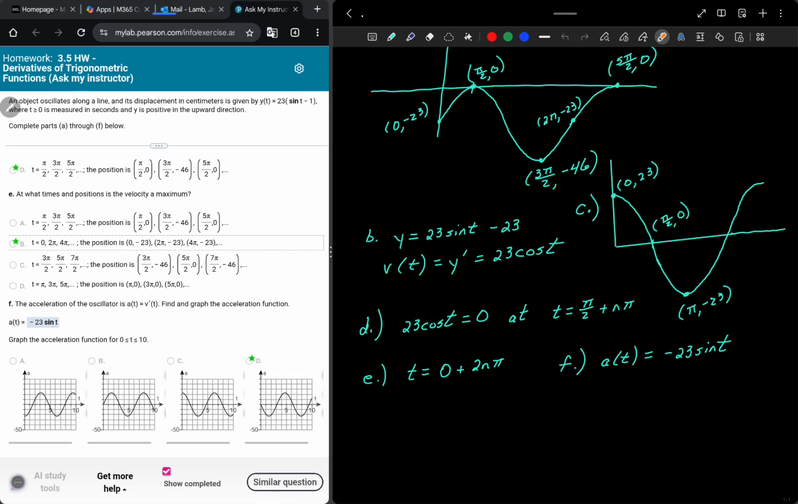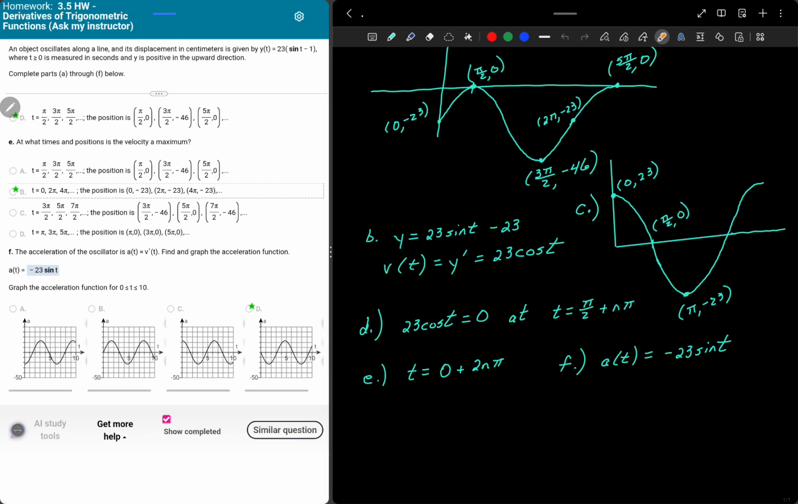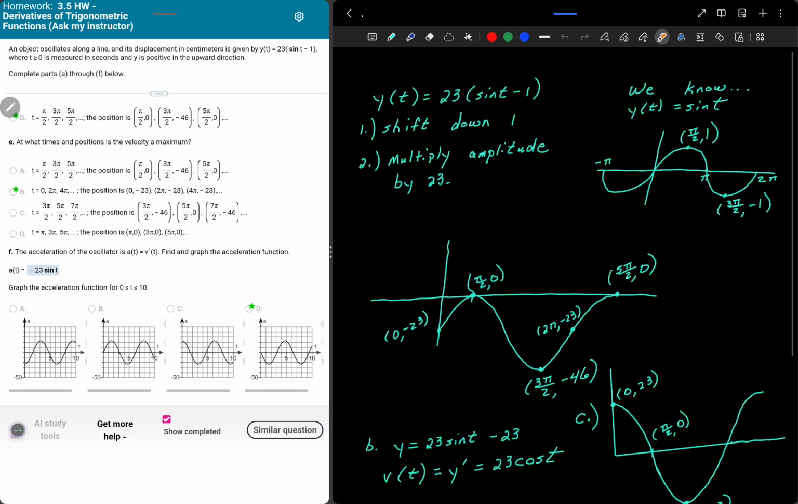And then the answer for the final one is just graphing that acceleration function. So you say, okay, it's the graph of the negative sine of t magnified by a y value of 23. So I can say, well, okay, my original sine function was up here. The negative sine would end up looking like that. And then we're just going to multiply that by 23. So I would need to find a value of pi over 2, negative 23, 3 pi over 2, positive 23.